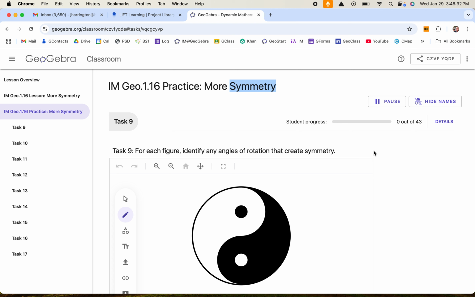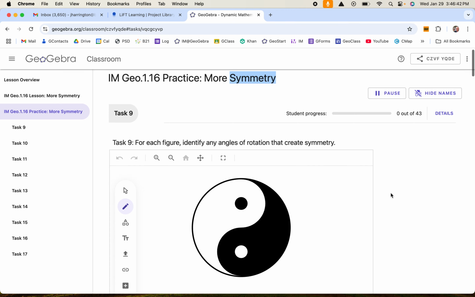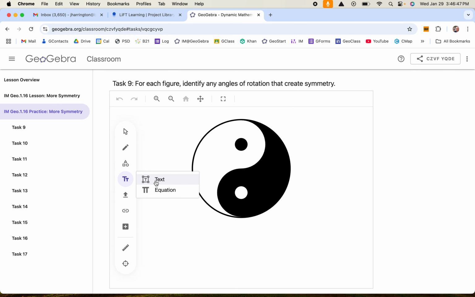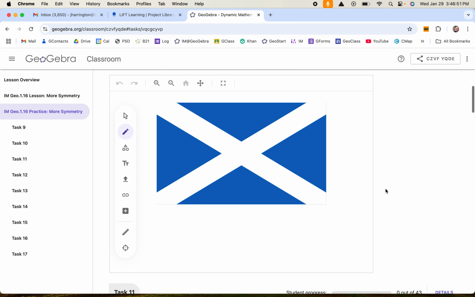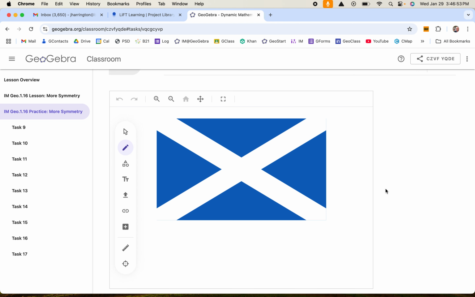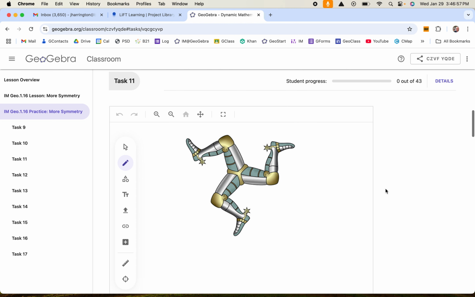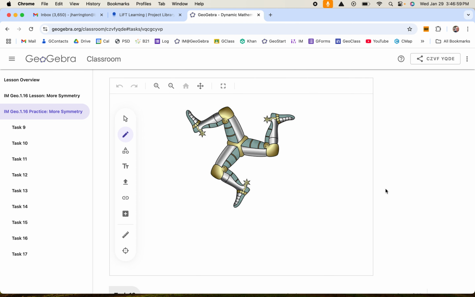So stick a pin in the middle, start turning it. If you can get it to lock into the same position that looks the same before you get to 360, then great. Write that down, right? You can use the text tool right here. All right, great. Same thing for this one. How far do you have to rotate it before it looks the same? Same thing for this one. How far do you have to rotate it before it looks the same?